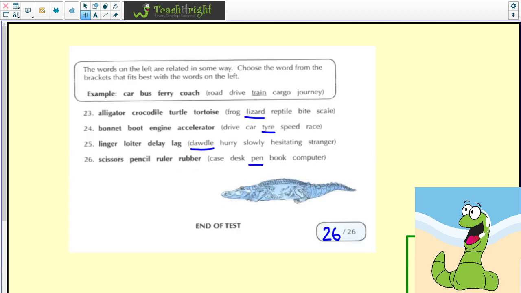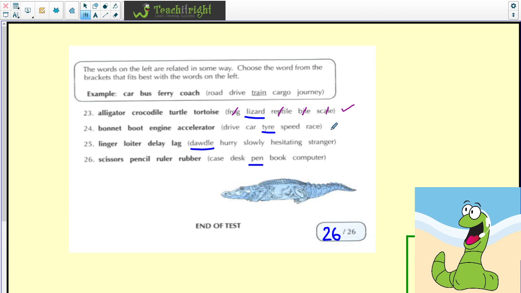Let's move on to the last part of this test, test 17, and we're looking for words on the left that are related in some way. So the first one is going to be lizard, because all the others are types of reptile. So we wouldn't go with frog because that's an amphibian. Not reptile, that's the group, so it's a generic word, so we draw that one out. Not bite and not scale.